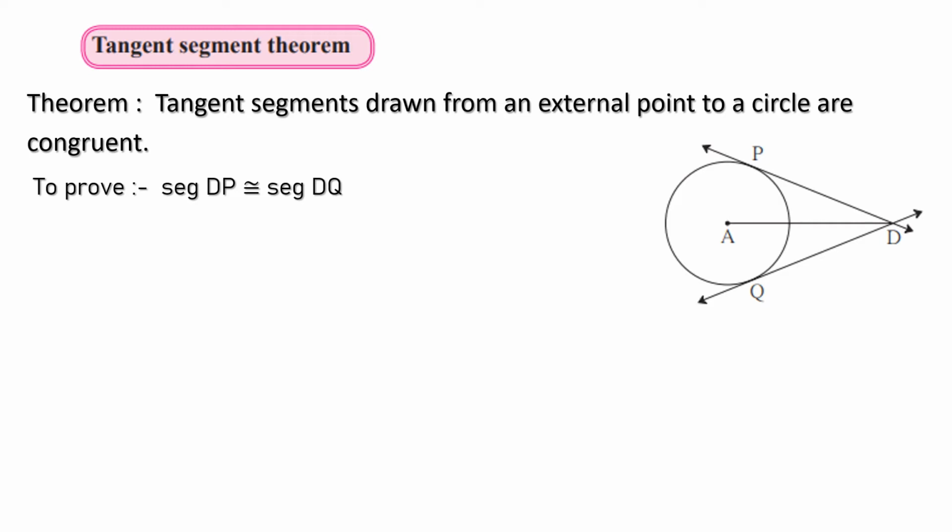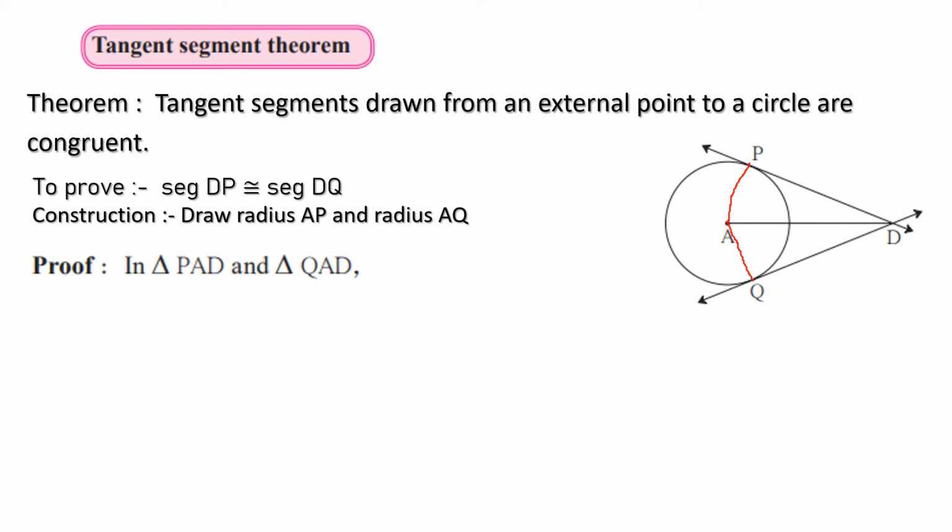So first of all we have to do the construction. Join points A and P and points A and Q, which means you have to draw radius AP and radius AQ. These are the radii of the circle. So start with the proof.